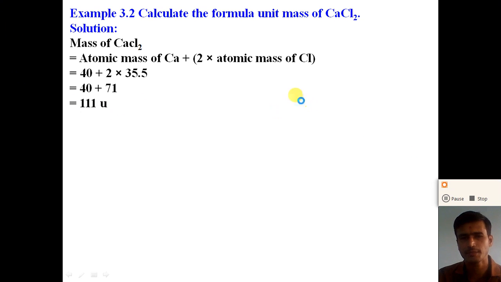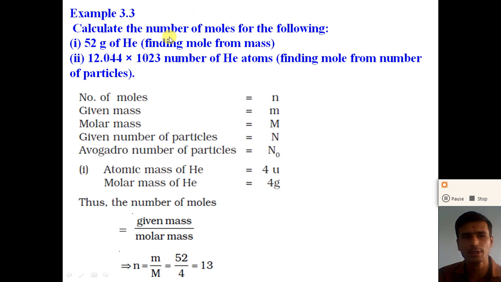Now, example number 3.3. Calculate the number of moles of the following: 52 gram of He, finding the mole from the mass. In this example, we will see how to find the mole from mass, the number of atoms from the mole, and the number of particles present in the substance from the mole. The first one is 52 gram of He, finding a mole from mass, and the second one is 12.044 into 10 raised to 23 He atoms, finding a mole from the number of particles.